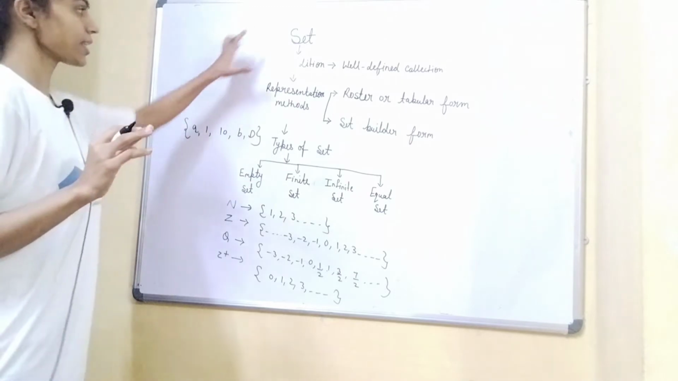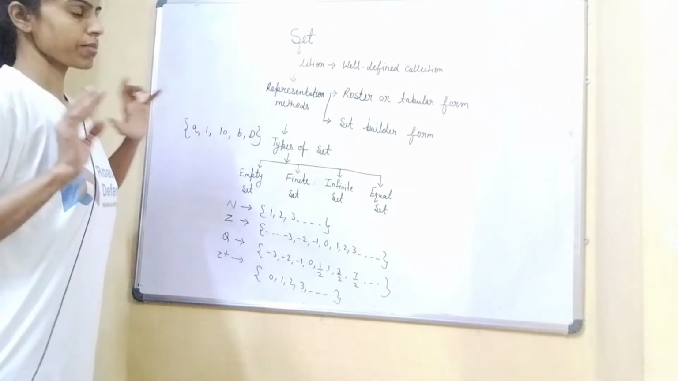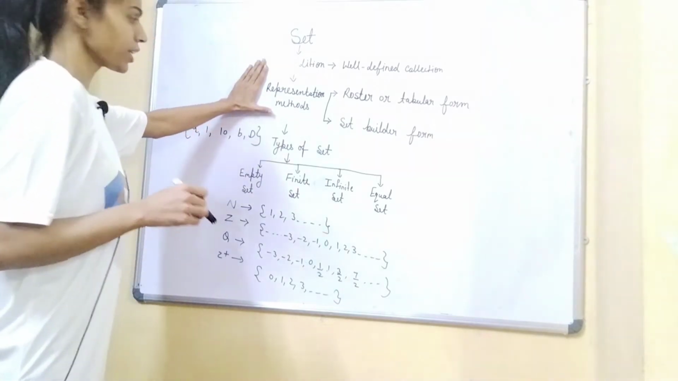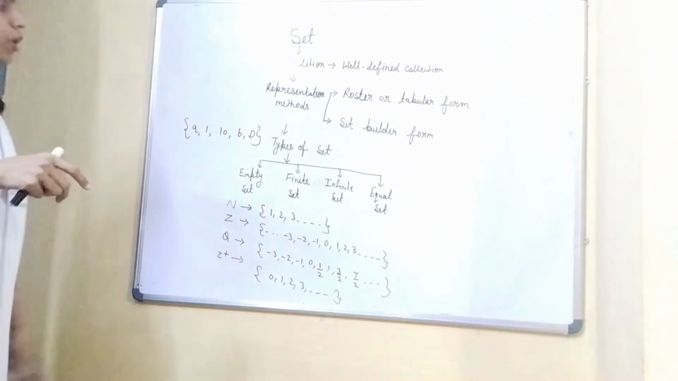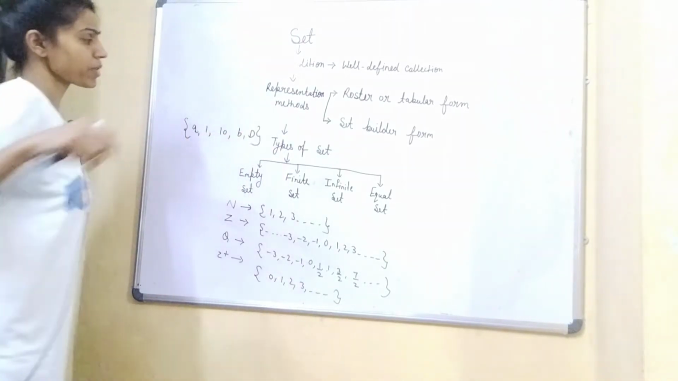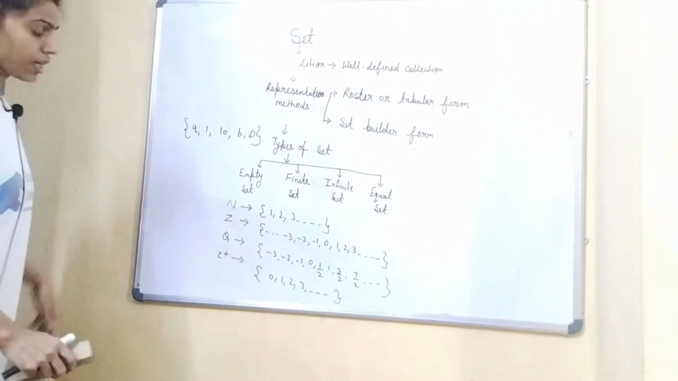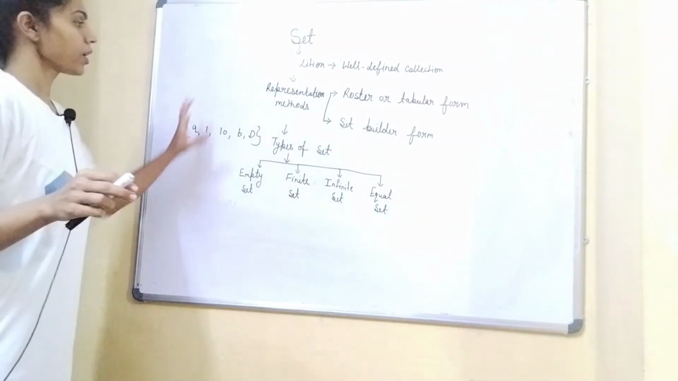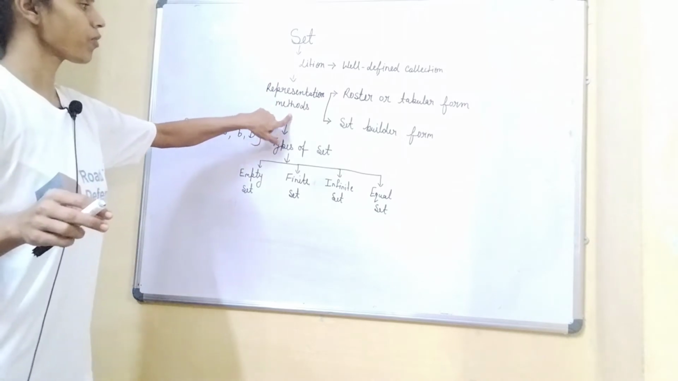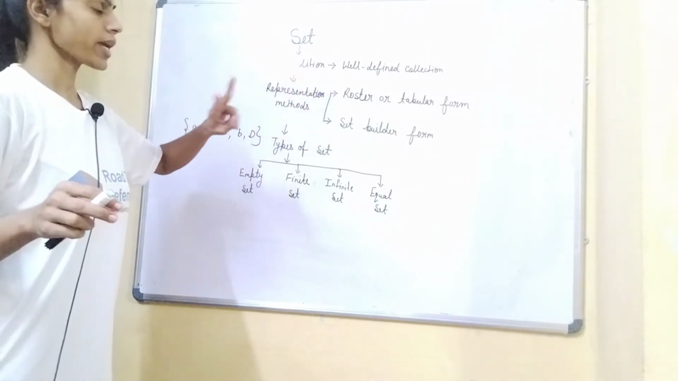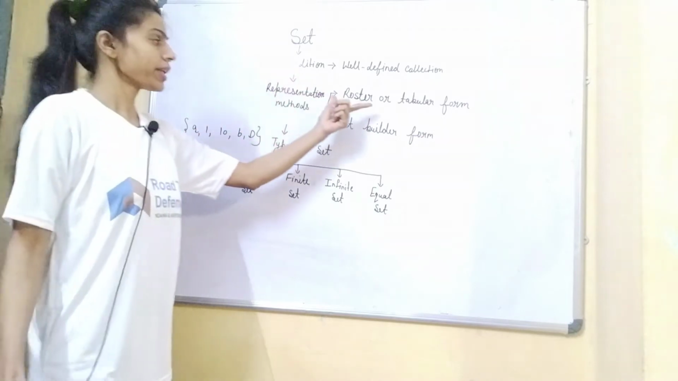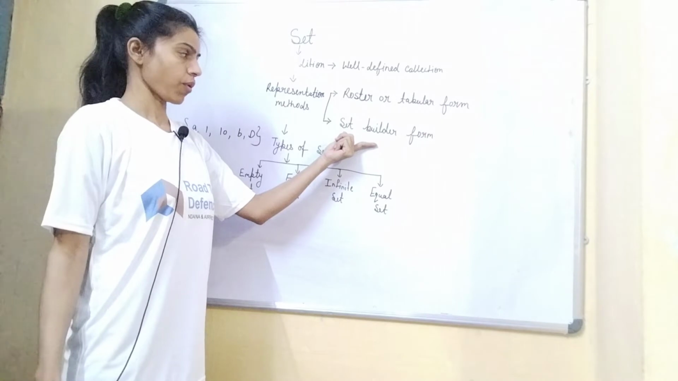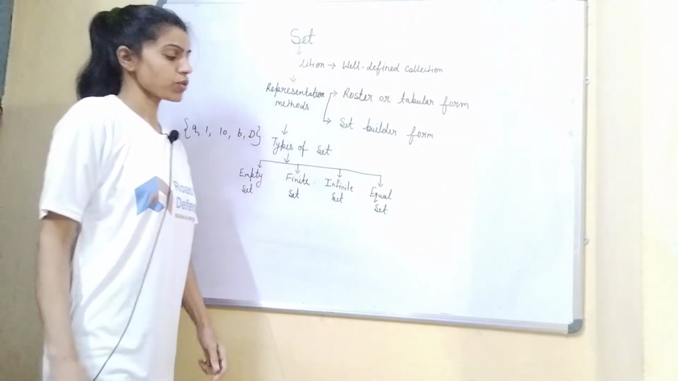So I think everyone understood what the meaning of a set is. Now come to the second question. The second question is: what are the types of representation of a set? Okay students, so there are two types of representation methods. One is the roster form or tabular form, and the second is the set builder form. Roster form or tabular form means what, students?